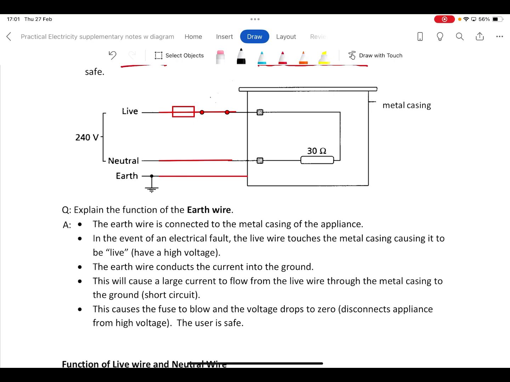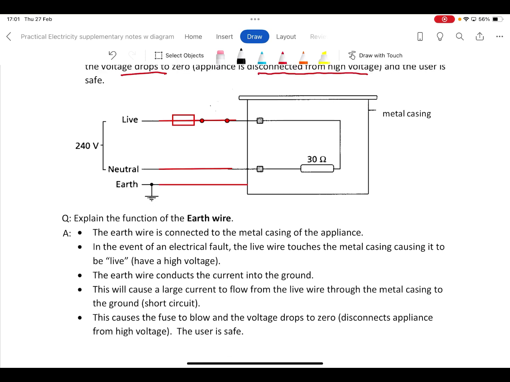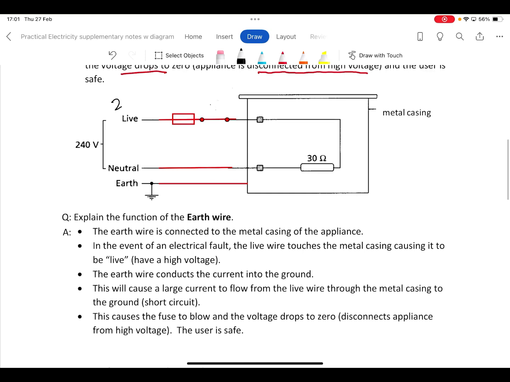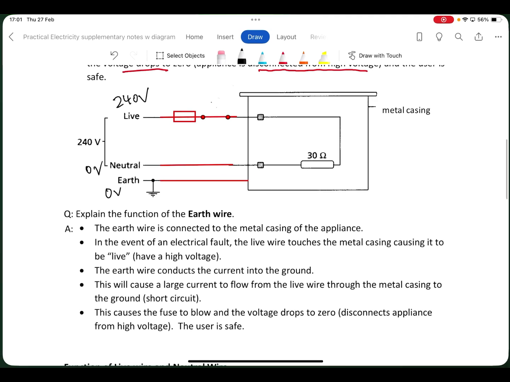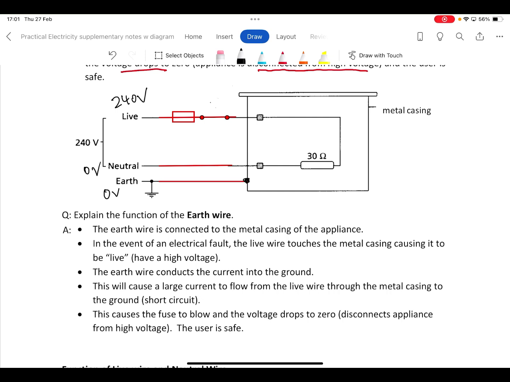So if you look at this diagram over here, you have the live pin, which is at 240 volts. You have the earth and neutral at 0 volts. The earth wire is always connected to the metal casing. So what happens is, if the live wire comes loose and is frayed, and it touches the metal casing, the metal casing will now be live. Live meaning 240 volts.